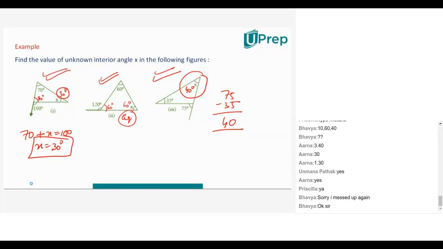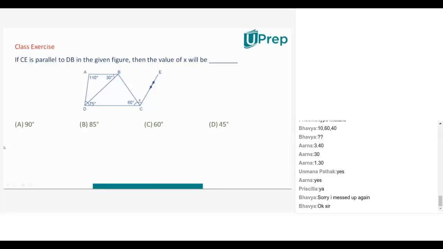This is a good question. Let me give you a hint. It also applies the concept of transversal. Take a couple of minutes for the question.